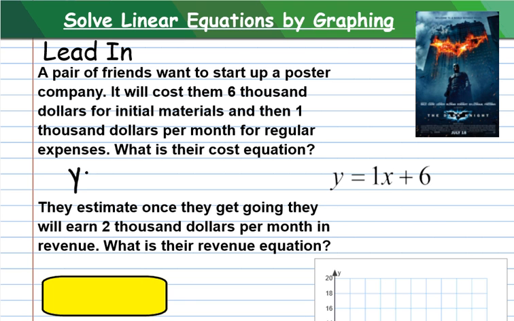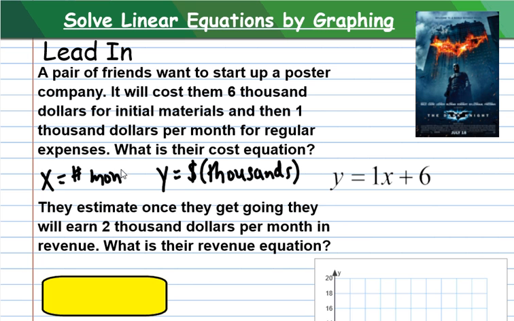So Y is equal to dollars in the thousands. Don't want to carry around a bunch of zeros. And let's actually put the Y on this side. Makes more sense for points for X to be listed first. X is going to be number of months, and Y is equal to dollars in the thousands.